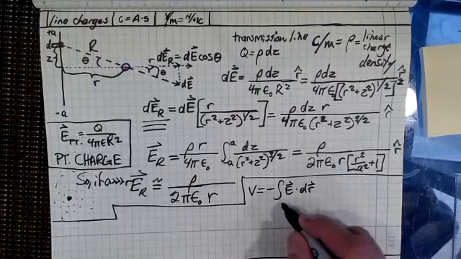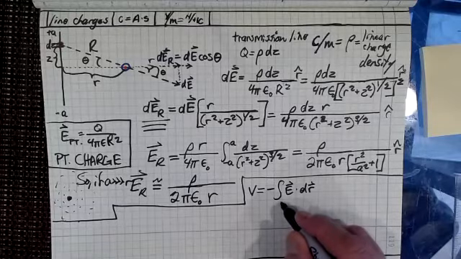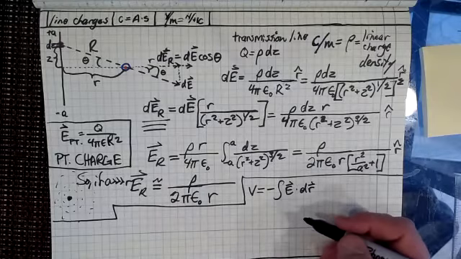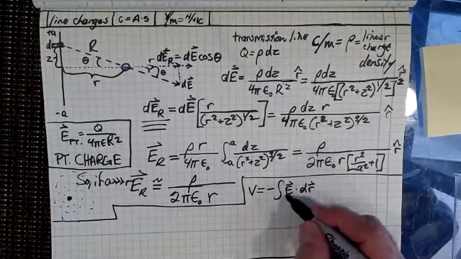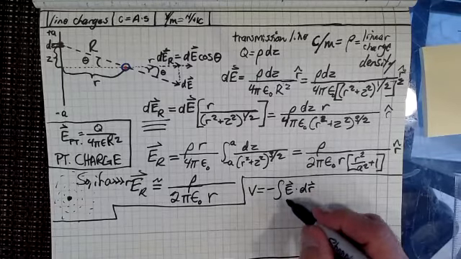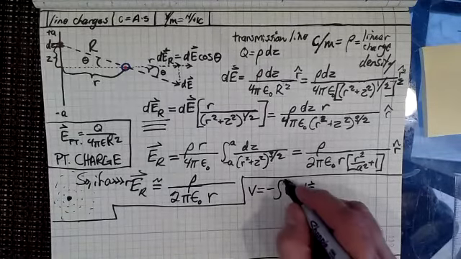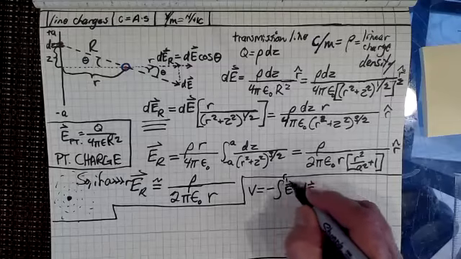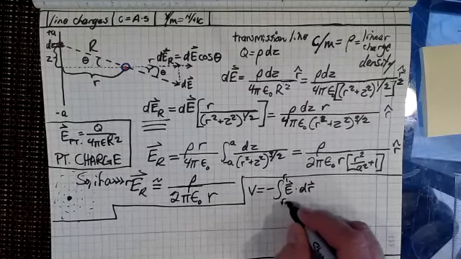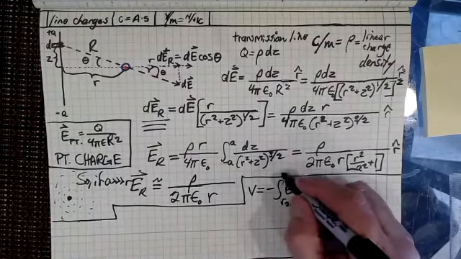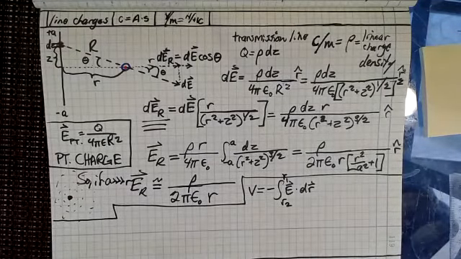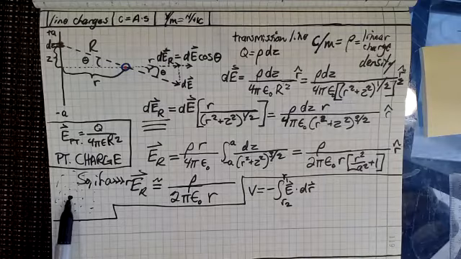And instead of doing it from infinity or whatever, I'm going to do it between two points. If you remember before, I had infinity to R1 up here. Well, now I'm going to have R1 still, but now I'll put R2, so that we can find the voltage potential between two different radial locations.